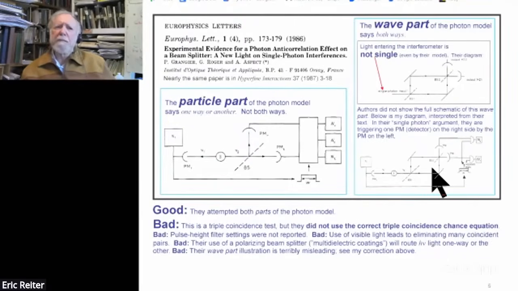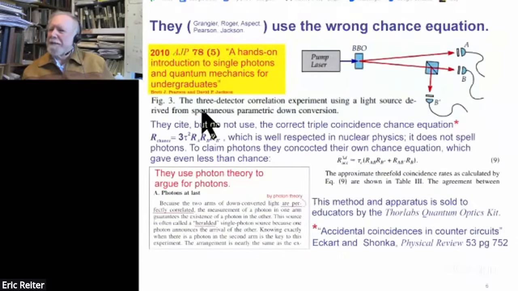But there are many problems with how they did it. Most glaringly, they did not use the chance equation, and they made up a different chance equation to fit what they wanted to see as the result. This paper is further analyzed by these authors, Pearson, and also Aspect, they cite the correct triple coincidence chance equation. They don't use it, they replace it, and Eric says no fair.